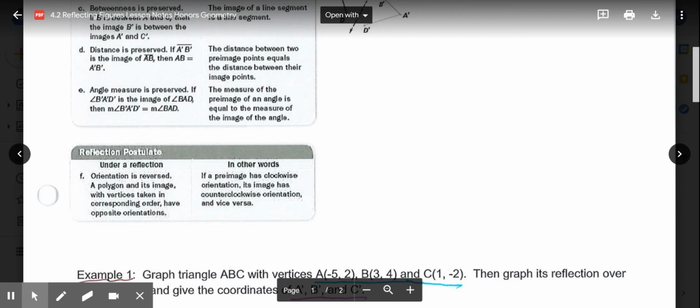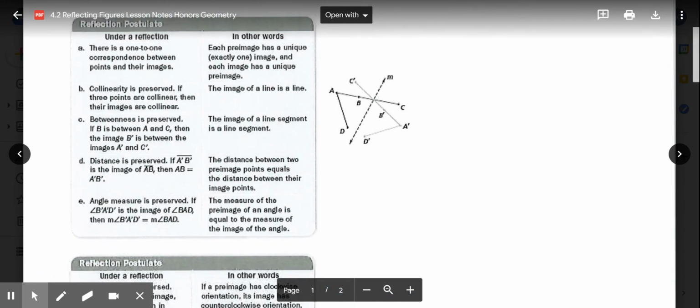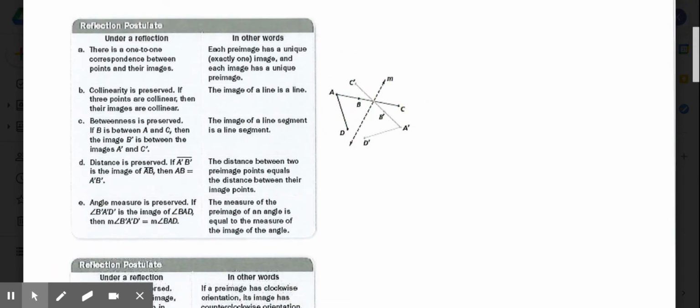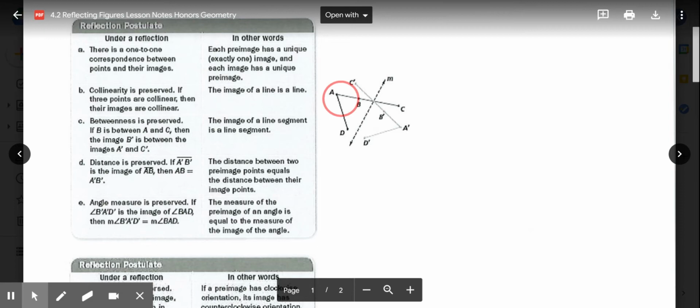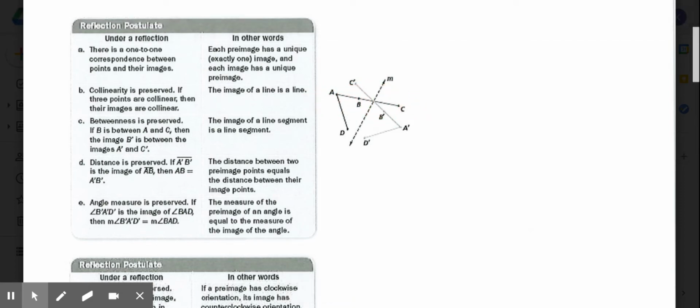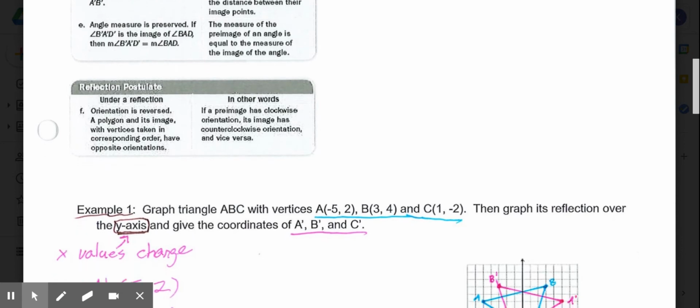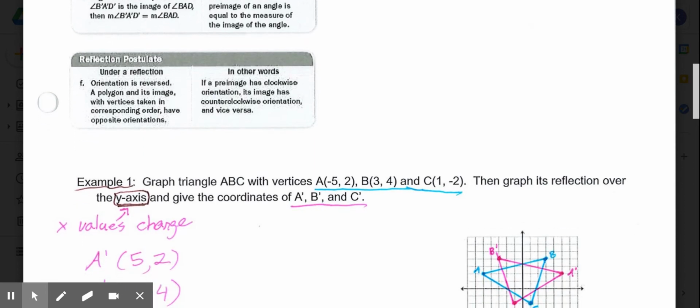So a polygon and its image with vertices taken in corresponding order have the opposite orientations. So if we look at this image up here, figure ABC, this segment, its orientation is reversed. Now it goes A prime, B prime, C prime from right to left. In the original, it went left to right, ABC. So that orientation, or the order of the points, is reversed. So like it says here, if a pre-image has a clockwise orientation, its image would have a counterclockwise orientation, or vice versa.